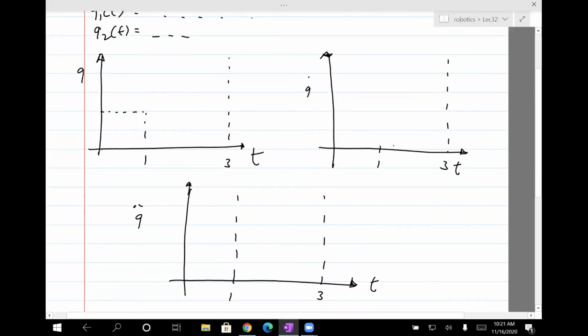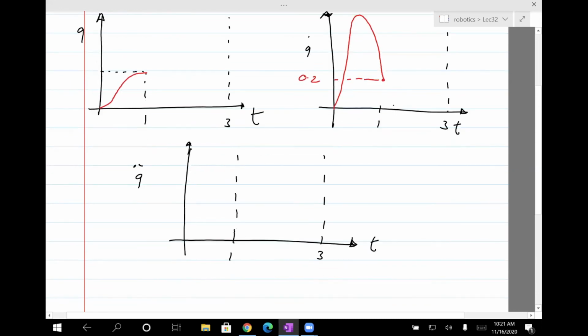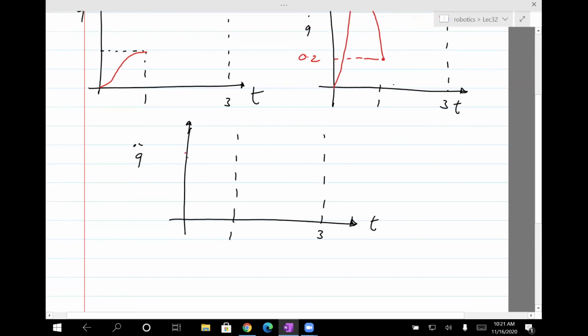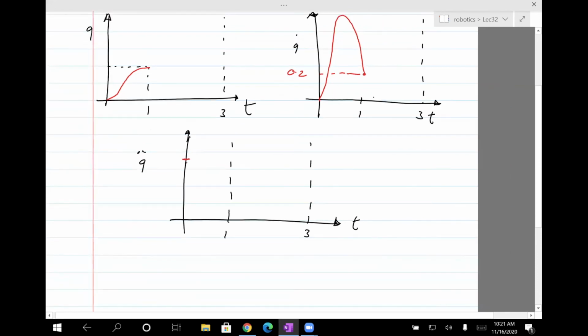For position for the first half, it will look like this. Okay. For the velocity, starts with 0 and then it will go down to 0.2 because we made it have a velocity of 0.2 at time t equals 1 second. And then if you look at the acceleration, you'll see that that starts actually at non-zero value and goes down.